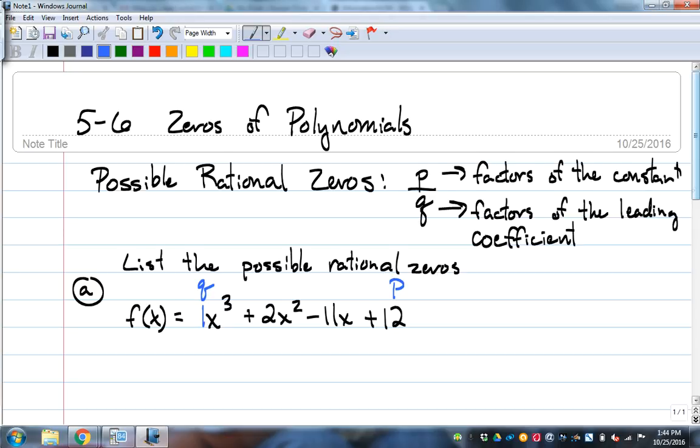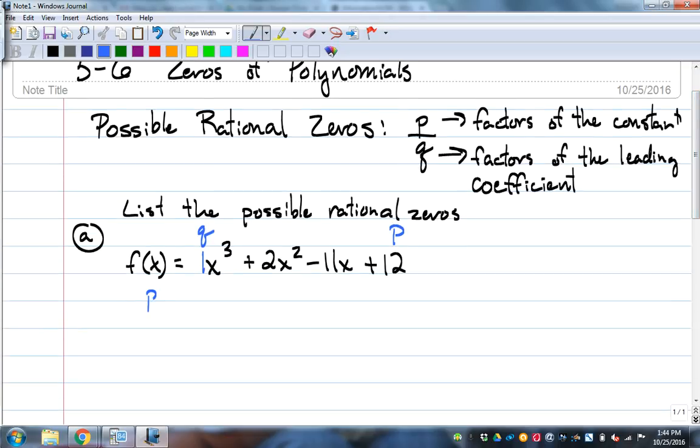So when we look at the possible rational zeros, P over Q, it's like 12 over 1. But we've got to think, what are the factors of 12? What numbers go into 12 evenly? 1 does, 2, 3, 4, 6, and 12 goes into it as well, right? And then what are the factors of 1? Just 1. Now here's the thing. It's plus or minus in front of all those.